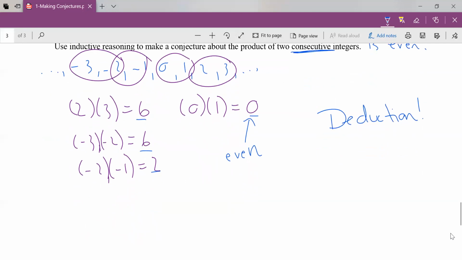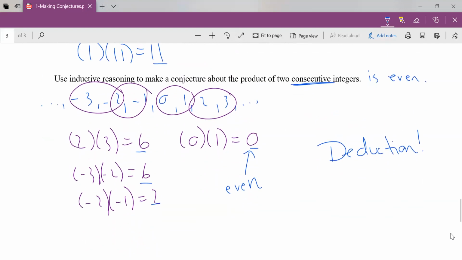So there it is, friends. Like I said, it feels different than the math you're used to doing, but this is reasoning, and math is all about reasoning. I'll see you another time.